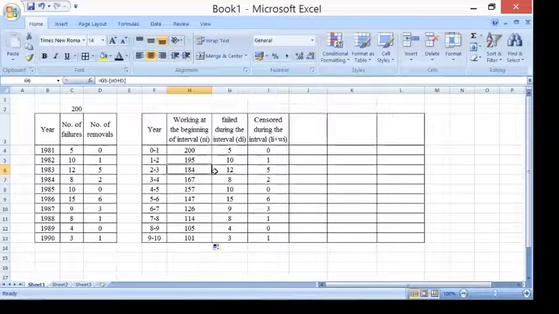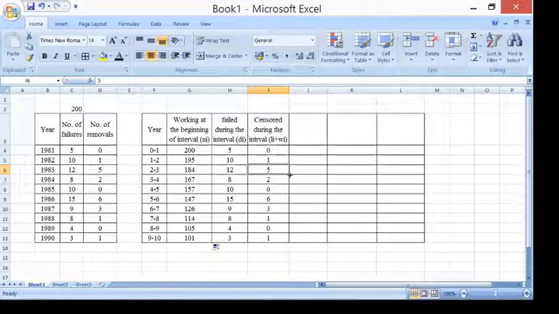But suppose we consider this particular setup, where 184 components were available, out of which 12 failed. So 184 minus 12 comes out to be 172. But it doesn't mean that 172 individual components have survived through that particular interval, because these 5 were censored. We don't know whether they would have survived that interval or they would have failed during that interval.